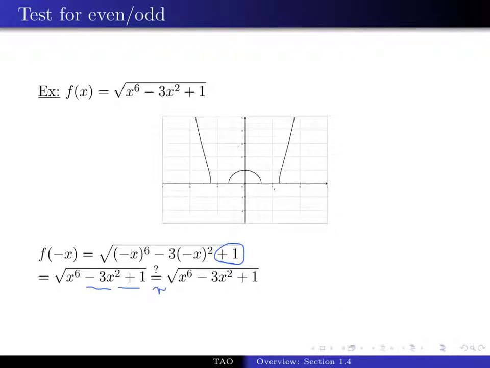And the question is, does this equal, if it's even, it should equal our initial function. And sure as heck, this thing does. F of negative x is equal to f of x. So this is even, right? By replacing x with negative x, we get our initial function back. So this thing is even.